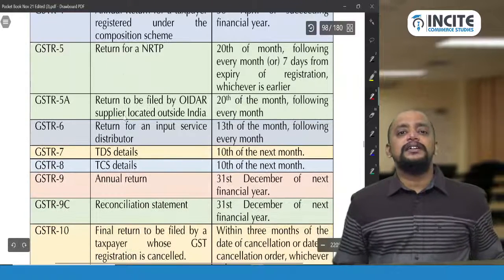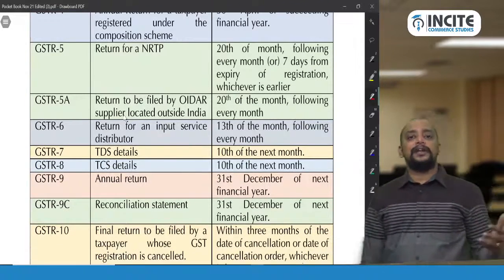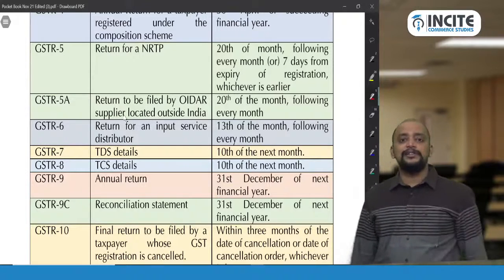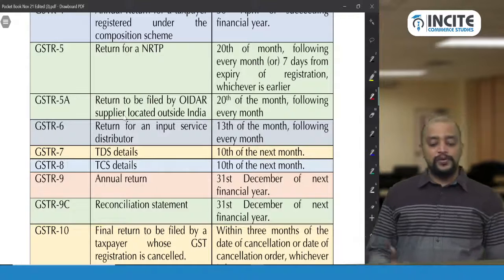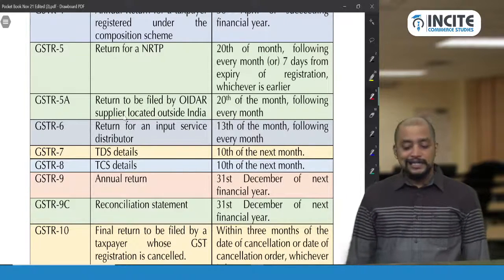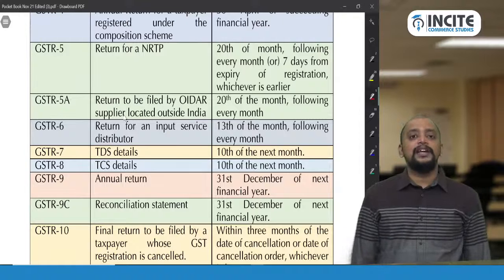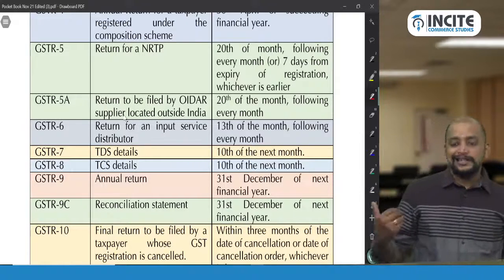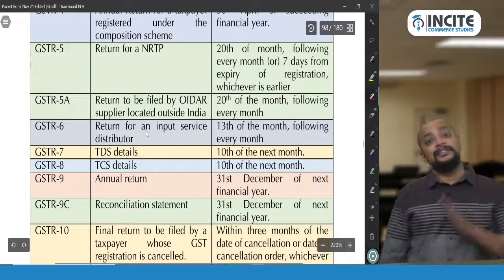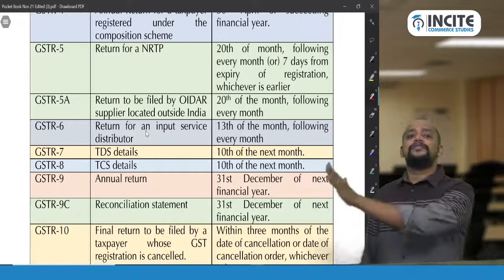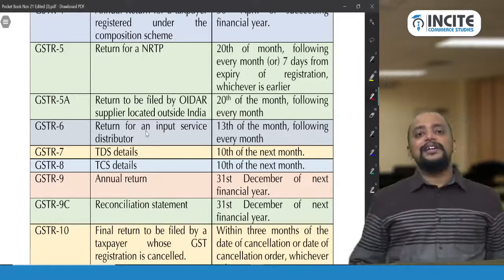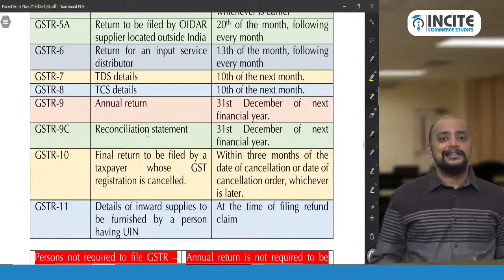GSTR 5A is a return to be filed by an OIDAR supplier located outside India who is making supply to a non-taxable recipient in India. They need to file the return by 20th of the month following every month. And GSTR 6 is a return to be filed by an input service distributor, ISD. An input service distributor will be filing returns on a monthly basis. Remember, 13th of the month following every month. And GSTR 7 and GSTR 8 are for TDS and TCS.